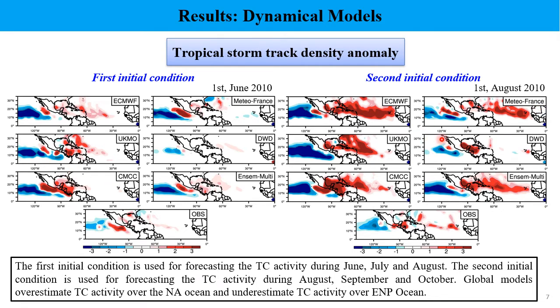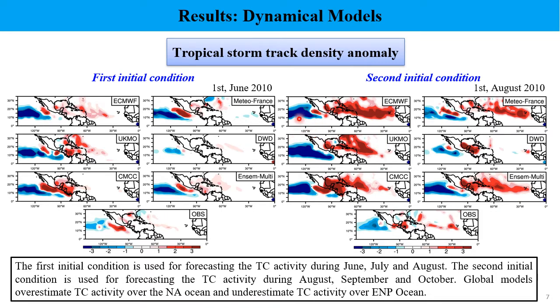For the second initial condition, you can see an increase in the density track in the Atlantic basin compared with the first initial condition, and the models are simulating well this behavior, but again they are overestimating this activity in the North Atlantic basin.